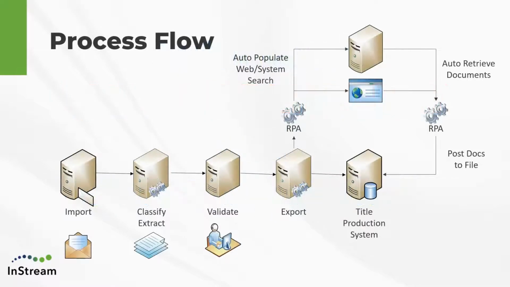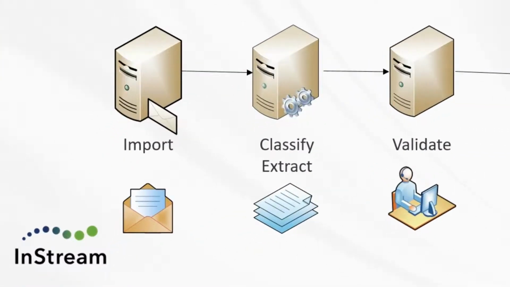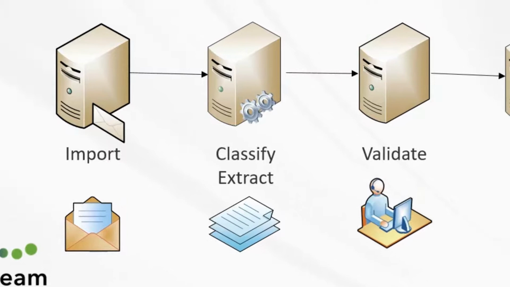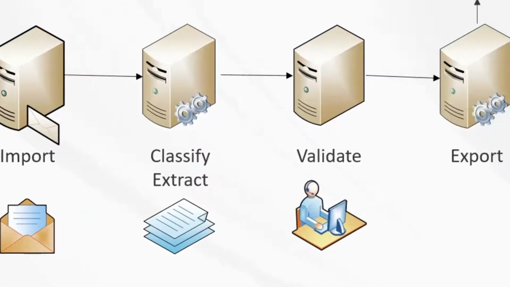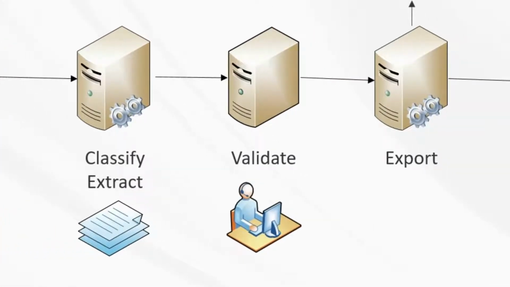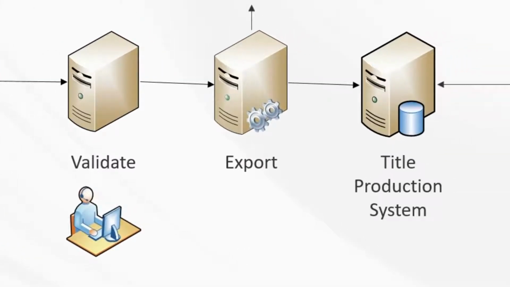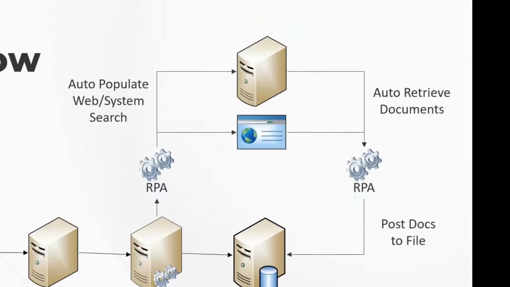The process begins with the system watching an email box and importing any new orders automatically. Next, the system will read the order, extract the pertinent information, and present any low confidence values for validation or correction. The data and the image are then married up and delivered to the title production system, in this case Resware, to create the order. Using robotic process automation, or RPA, that same data can be automatically sent to a website or to another system to perform your search.